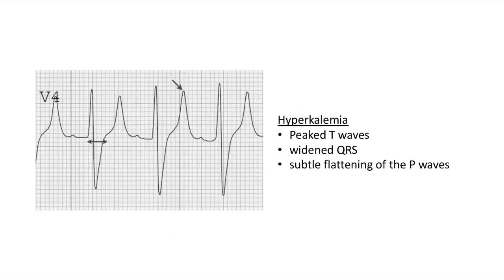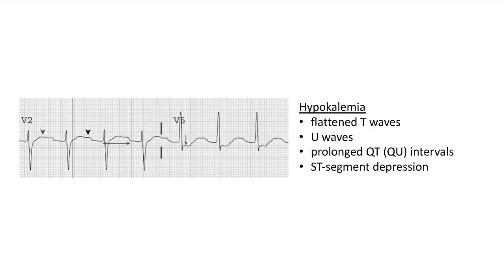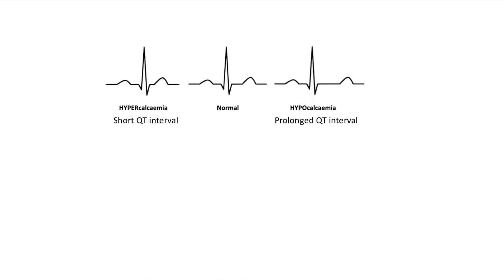Now let us see about some specific ECG findings in various conditions. In case of hyperkalemia, there will be peaked T waves, widened QRS complex, and subtle flattening of P waves. In hypokalemia, there will be flattened T waves, U waves, and prolonged QT interval, and also ST segment depression.